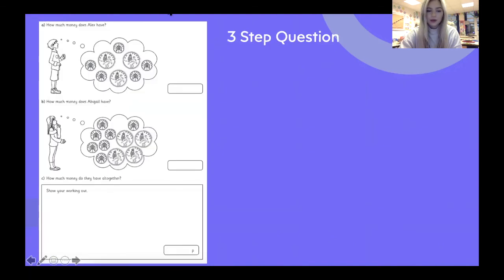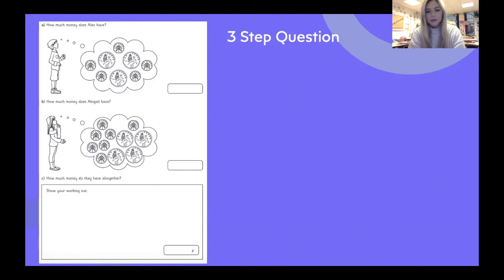Let's move on. Now, when we see a page like this in a test, it can be a little bit scary because it seems like they're quite big questions and they all link together. How much money does Alex have? That is the first question. How much money does Abigail have? That is the second question. And at the bottom, it's asking us, how much money do they have all together?